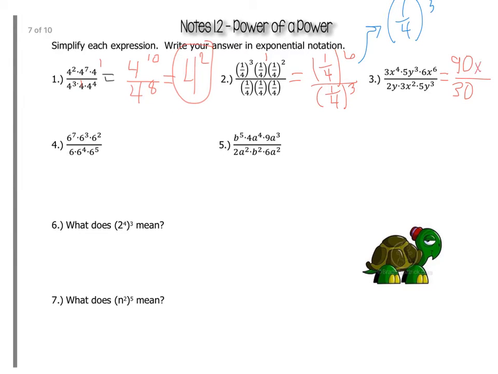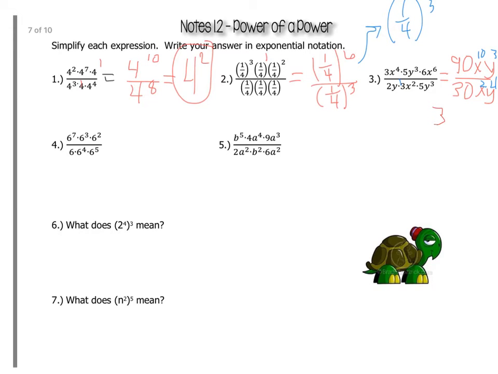Both of them have x's and y's. So we're going to write x's and y's. And now we need to add up all that they have. So in the numerator, x to the fourth and x to the sixth becomes x to the 10th. And then you just have y to the third. In the denominator, I have x to the second. That's my only x. And then y to the 1 and y to the third becomes y to the fourth. Now we need to combine everything that we can. So we look at our constants, and 90 divided by 30 is 3.